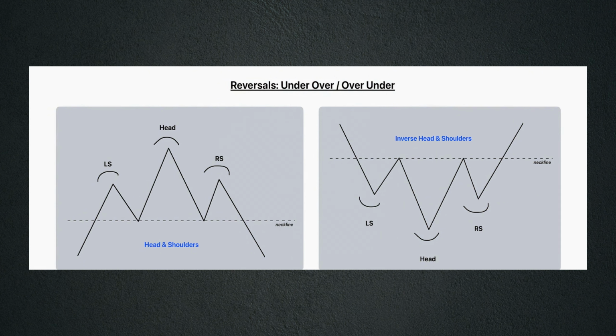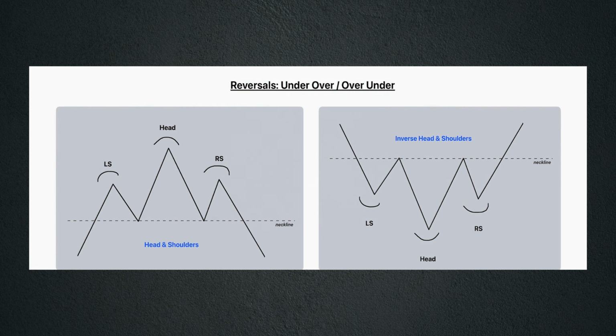But the over-under and under-over patterns are different, and I prefer them over the head and shoulders because they include an all-important market structure break, which means the neckline breaks before the right shoulder is made. Now you may ask, why is this important? It's important because that means we can get a better entry. Okay, we can enter at a better price due to the market structure break.